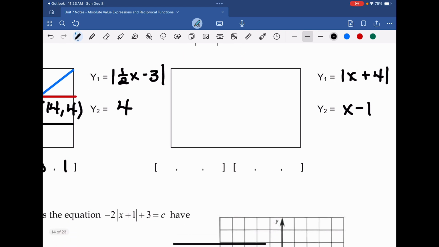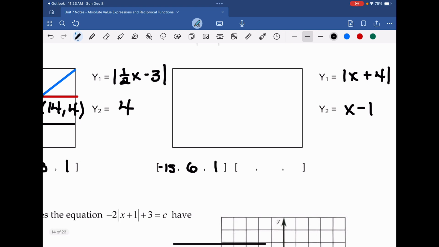Now, again, I'm going to give you some very strict window settings. So I'm going to give you -15 for the x minimum, 6 for the max for x, and then 1 for the scale. We try to keep it at 1. I'm going to make this -8, 13, and +1 in terms of our window settings. So they look actually very similar to the last ones, just shifted a little bit left.